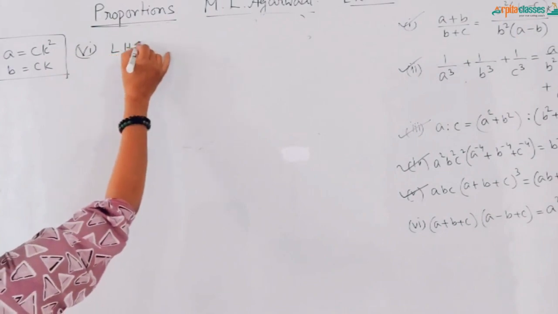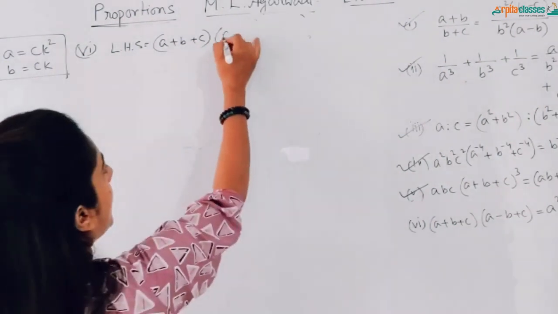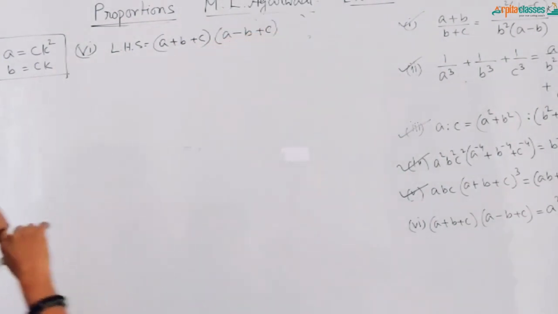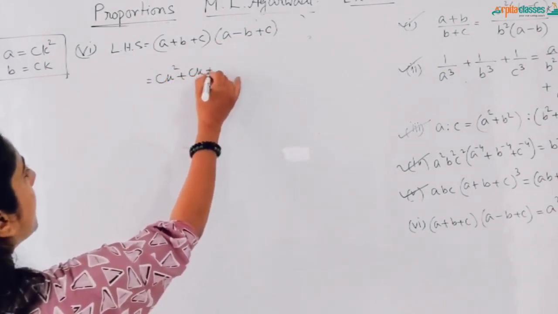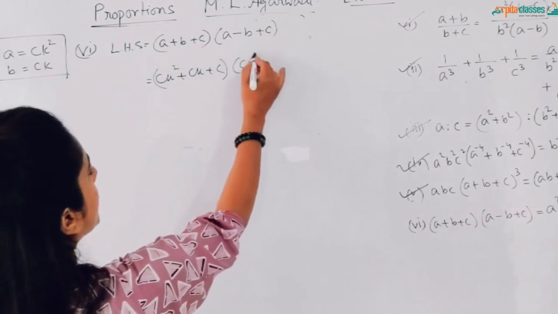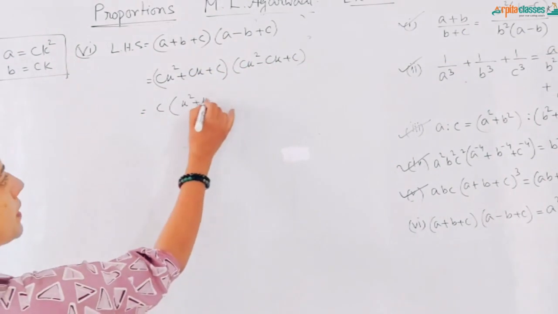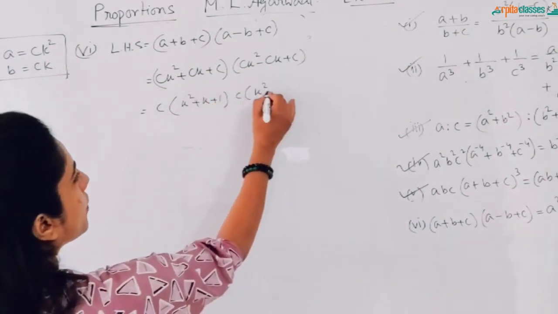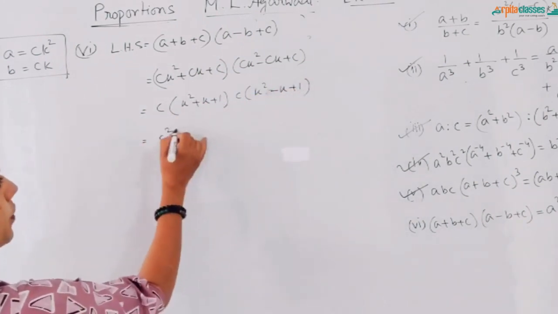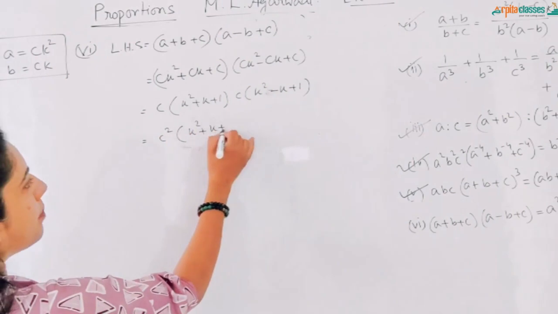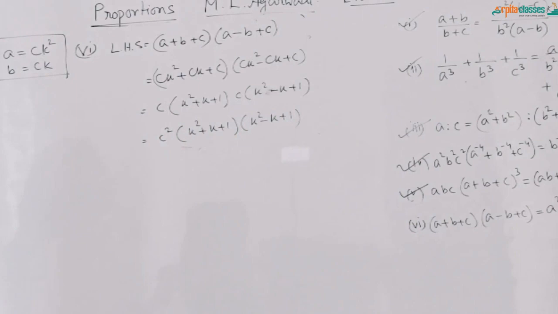We have on the left hand side (a plus b plus c) into (a minus b plus c). Let us put the values. a is ck square plus ck plus c, whole into ck square minus ck plus c. Take c common from here: k square plus k plus 1, c common, k square minus k plus 1. So c into c is c square, and then we have (k square plus k plus 1) into (k square minus k plus 1). Let it be till here.